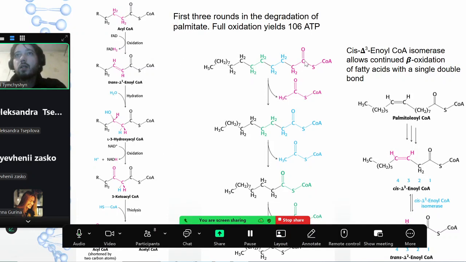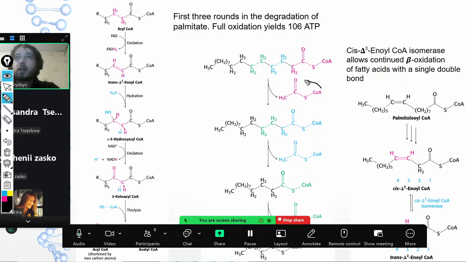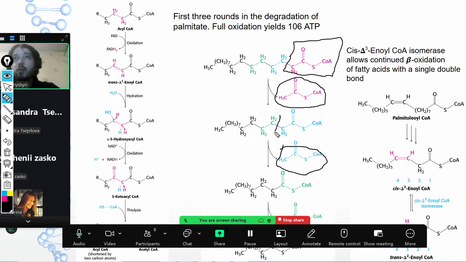Here I guess are the first 3 stages of the palmitate degradation. So that's once again a simple case, but I just want to show you how it's going. So the first step, we are getting acetyl-CoA that contains these first 2 carbon atoms. Then we get acetyl-CoA that contains the next 2 carbon atoms. So here they are in this image, and here they are here.